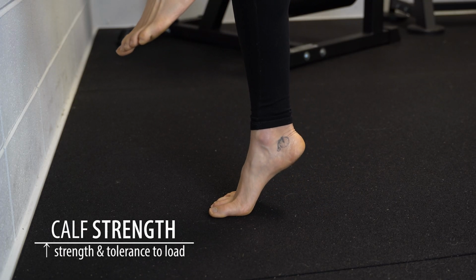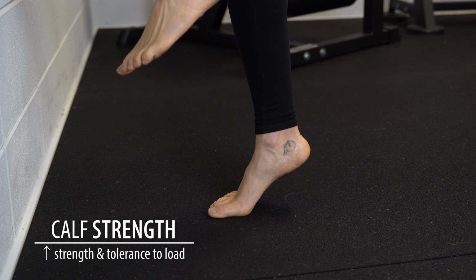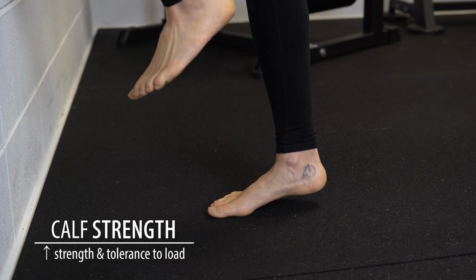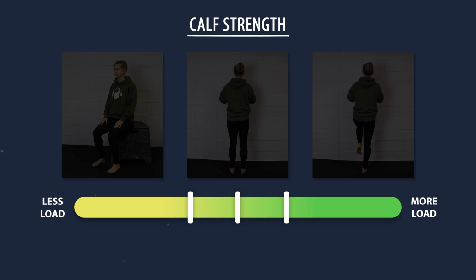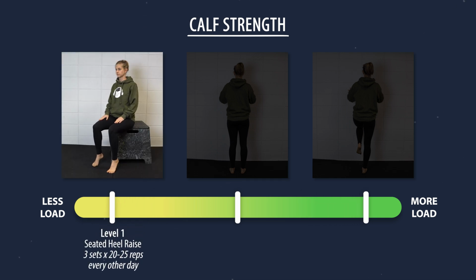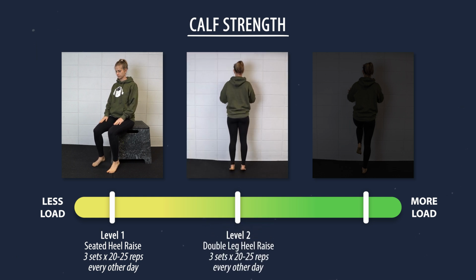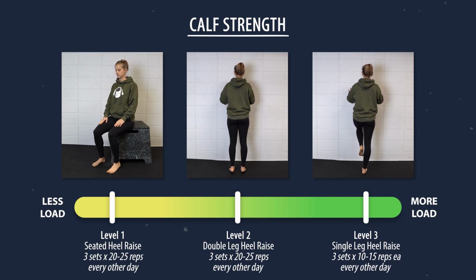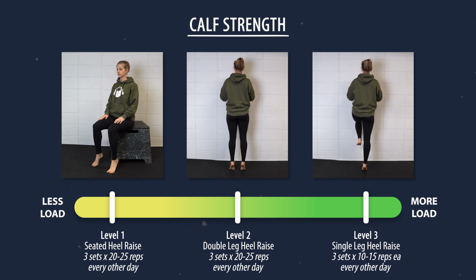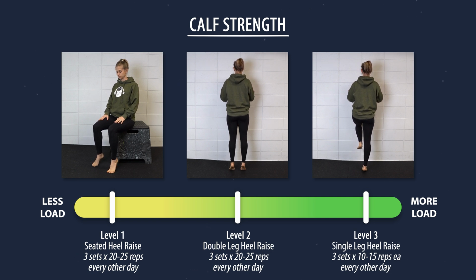Calf strength. Heel raises will help maintain or improve the strength and capacity of your calf complex, while also increasing your tolerance to loaded toe extension. Here are 3 levels based on the load placed through the big toe. Level 1, seated double leg heel raise. Level 2, standing double leg heel raise. And level 3, standing single leg heel raise. Find an appropriate level which you can perform without pain and progress over time.